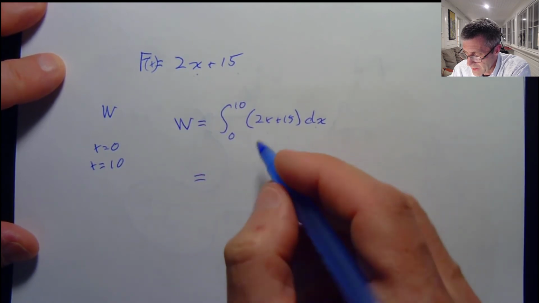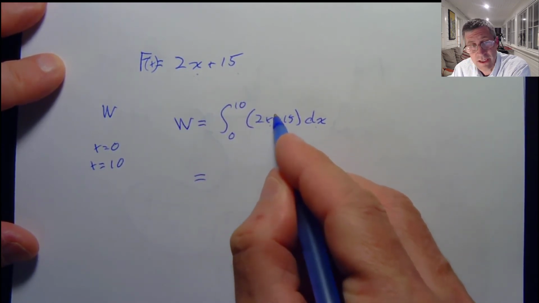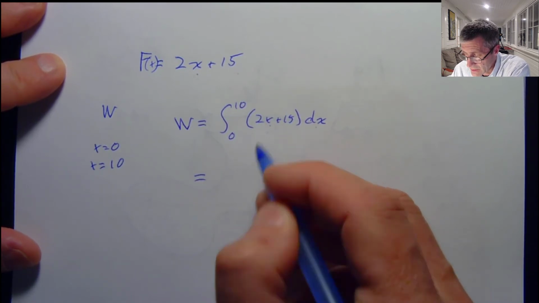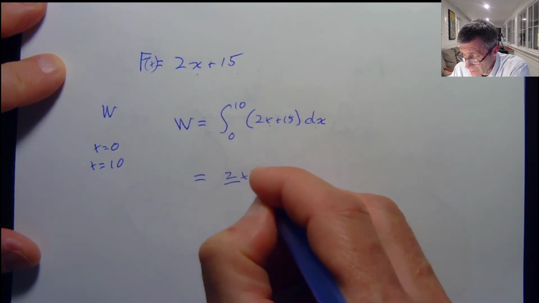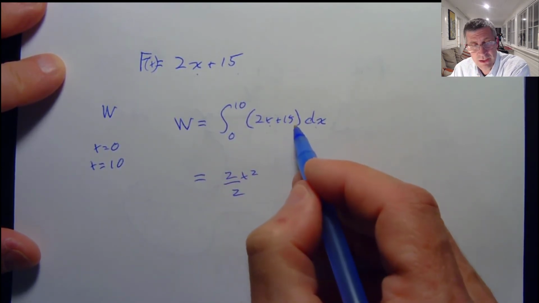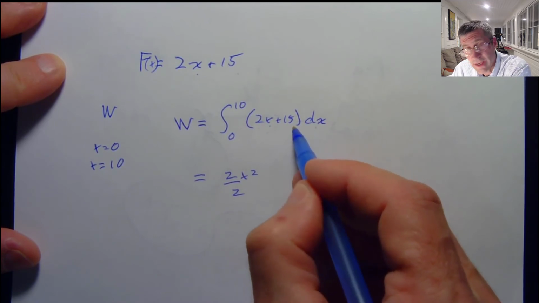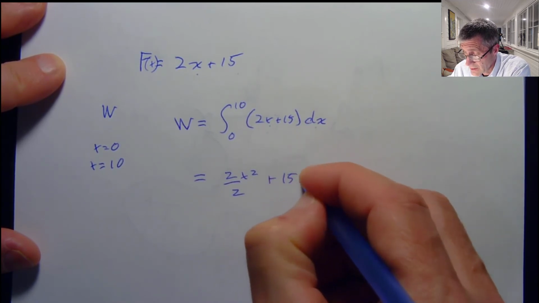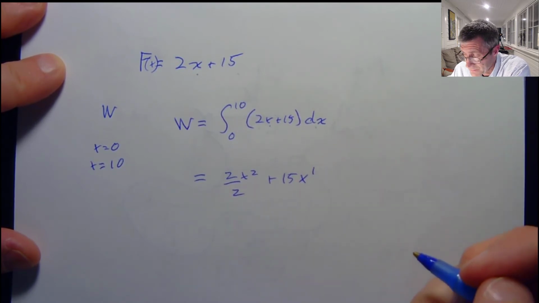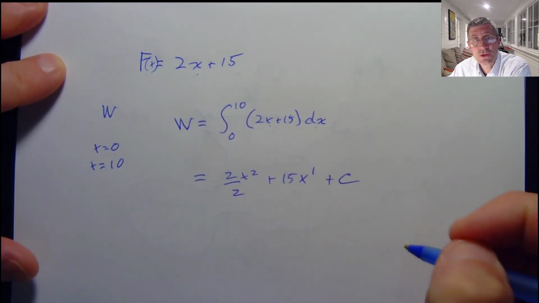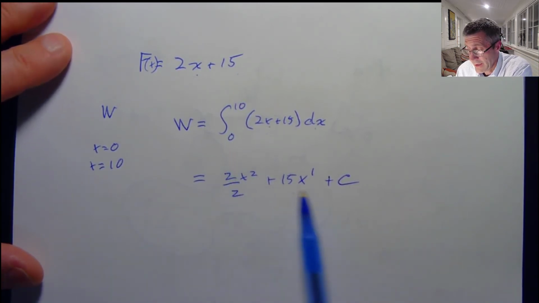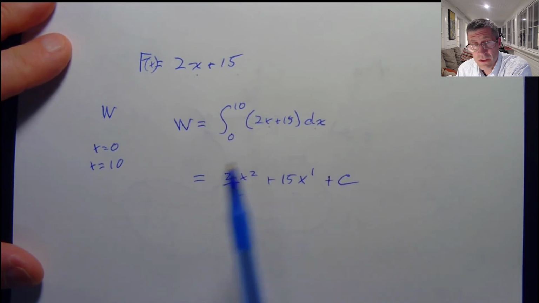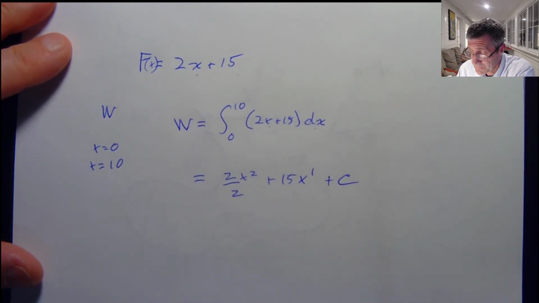So I'm going to have 2x. Remember how I'm going to do this: I raise the exponent and add 1 to it, and then divide by that new exponent. So this is going to be x squared, so it's 2x squared divided by 2. The 15 is like x to the 0, so I add 1 to that, so this is going to be 15 times x to the 1 divided by 1. And I'm going to have some constant too. I have to be careful: if I don't have a definite integral, that constant matters, and this is just going to tell me the change. It's not going to tell me the absolute value.